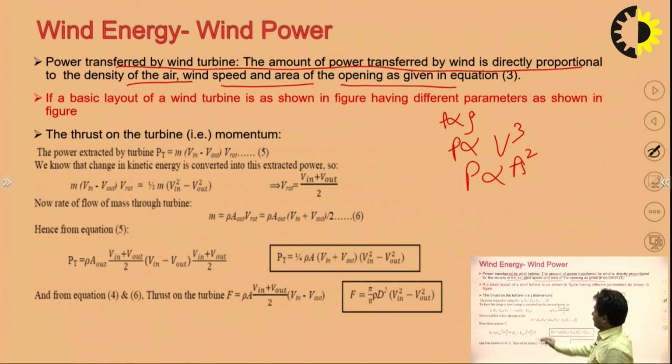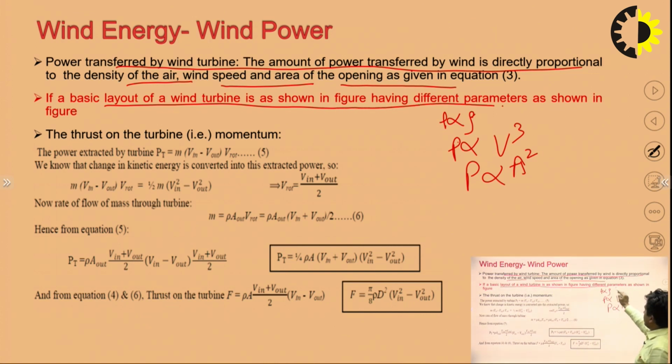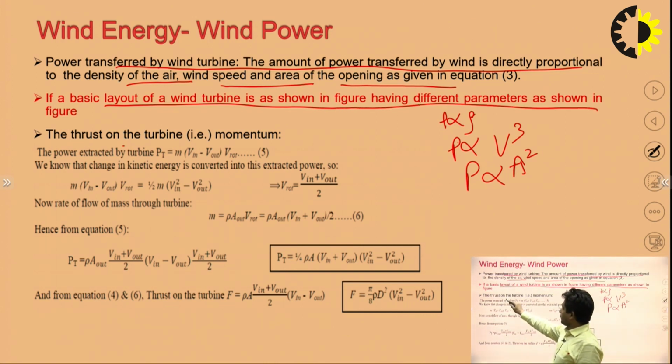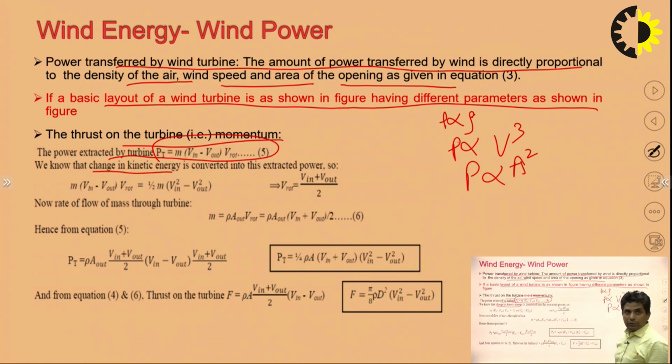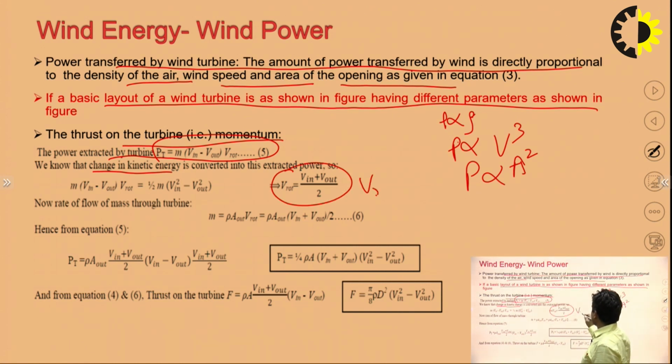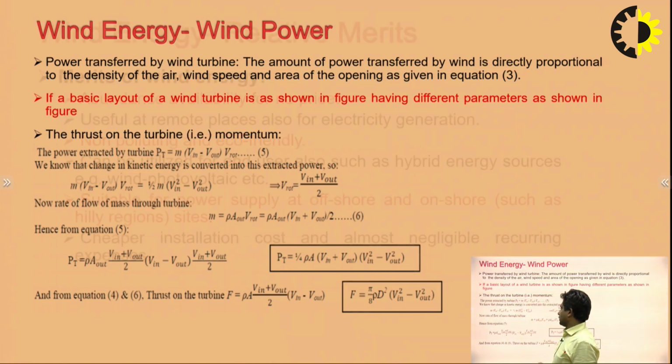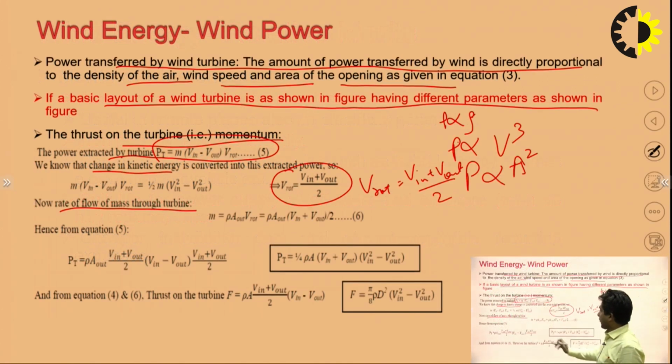Clear? So if a basic layout of the wind turbine is shown in the figure with different parameters, what will happen? The thrust on the turbine can be calculated by momentum. The power extracted by the turbine is P T, and we know the change in kinetic energy gives the extracted power. So V rotor is equal to V in plus V out divided by 2, and the net rate of flow of mass through the turbine is m equals rho A V rotor.